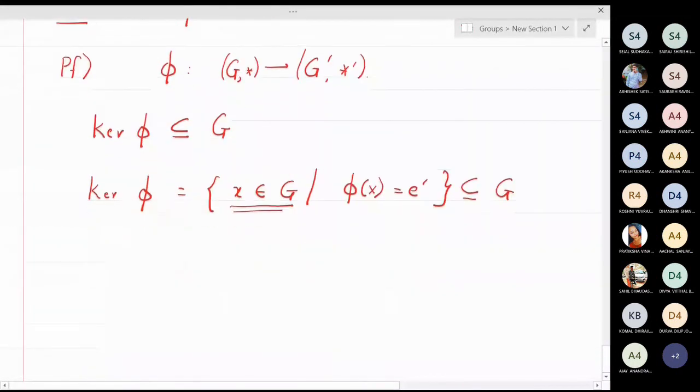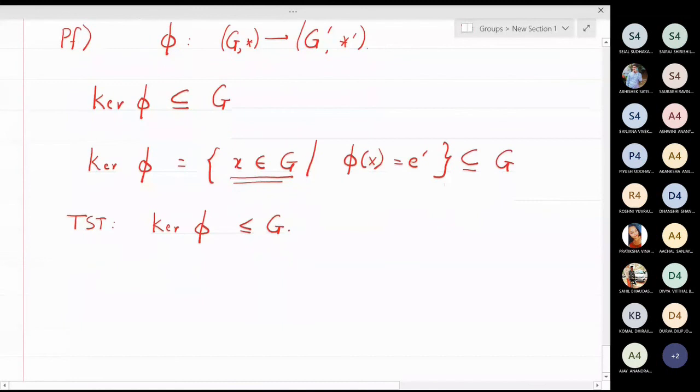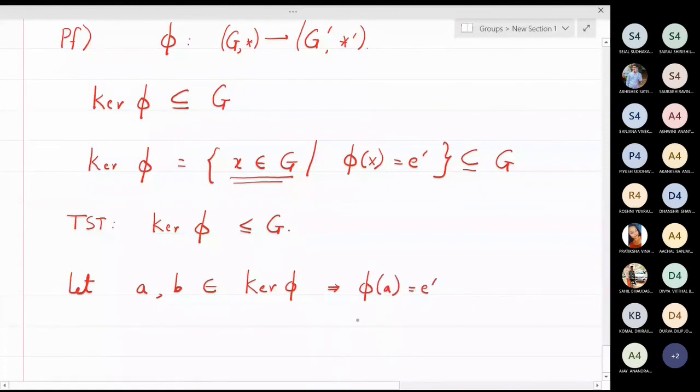Now we want to show that this kernel of phi is a subgroup of the group G. So we will prove that kernel of phi is a subgroup of G using the subgroup criteria. Let us take two elements in the kernel of phi. So let A and B belong to kernel of phi. As soon as I say that A and B belong to kernel of phi, it clearly means that phi of A, the image of A, will be E dash, and phi of B is also equal to E dash, because that is the definition of kernel.